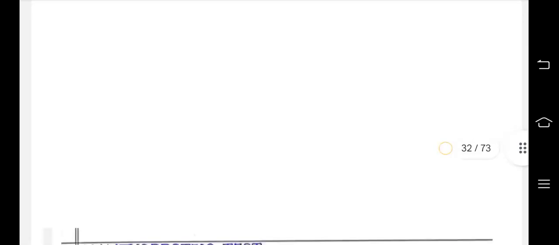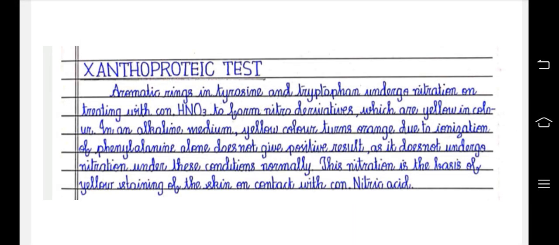Then xanthoproteic test. Aromatic rings in tyrosine and tryptophan undergo nitration on treating with concentrated HNO3 to form nitro derivatives, which are yellow in color. In an alkaline medium, yellow color turns orange due to ionization. Phenylalanine alone does not give any positive result as it does not normally undergo nitration under these conditions. Nitration is the basis of yellow staining of the skin in contact with concentrated nitric acid. So aromatic rings in tyrosine and tryptophan undergo nitration on heating with concentrated HNO3.